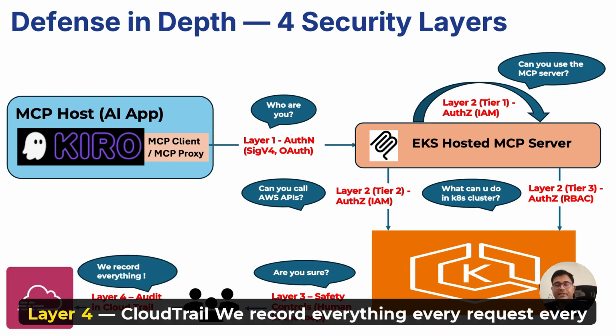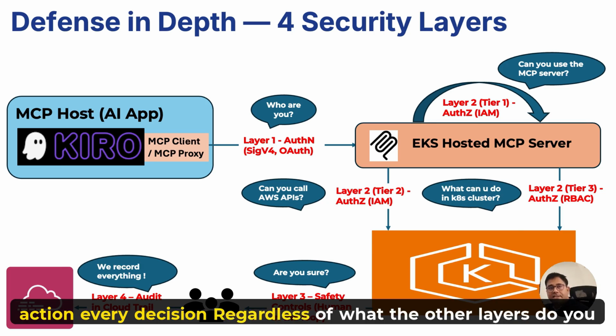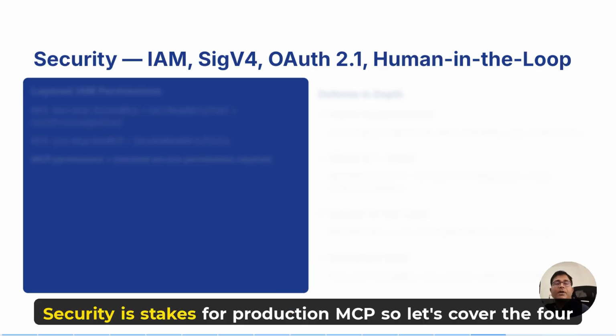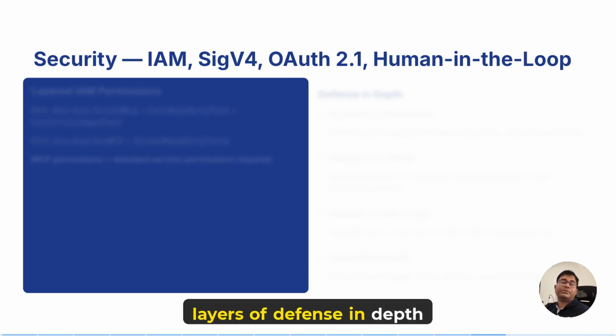Layer 4, audit in CloudTrail. We record everything. Every request, every action, every decision. Regardless of what the other layers do, you always have a forensic trail. Security is table stakes for production MCP, so let's cover the 4 layers of defense in depth.